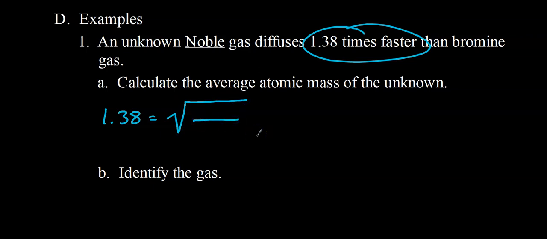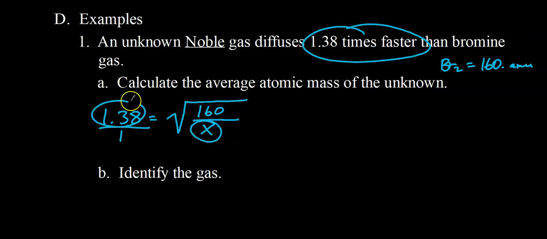Which number goes where? Bromine, Br2, has a mass of about 160, we'll say, AMU. And so which one is faster? Well, it says the unknown diffuses faster, so that means it is lighter. So, you don't have to do this, but it's 1.38 over 1. And so what we're going to end up with then is with this. So this x corresponds to this, 160 corresponds to this.